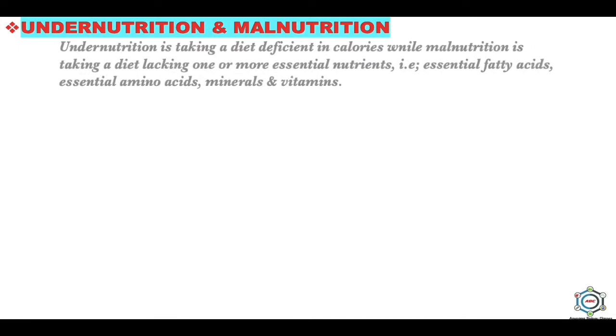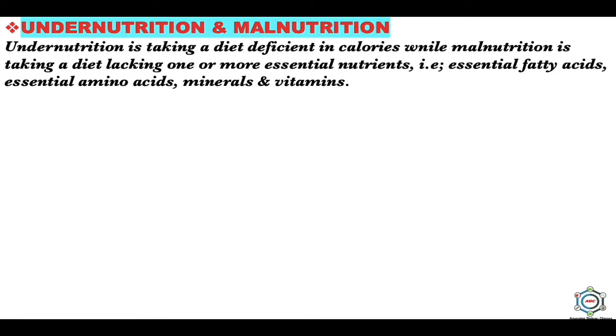Now, undernutrition and malnutrition. What is undernutrition and what is malnutrition? Undernutrition is taking a diet deficient in calories, while malnutrition is taking a diet lacking one or more essential nutrients, that is, essential fatty acids, essential amino acids, minerals, and vitamins. Undernutrition may also result from inability to digest, assimilate, or utilize the necessary nutrients. The most common type of malnutrition is protein deficiency.